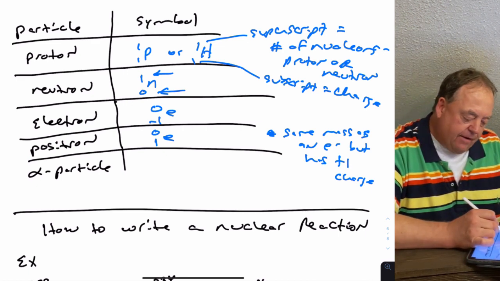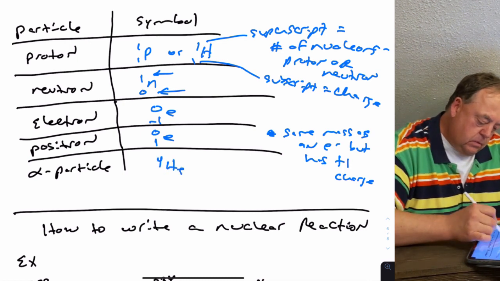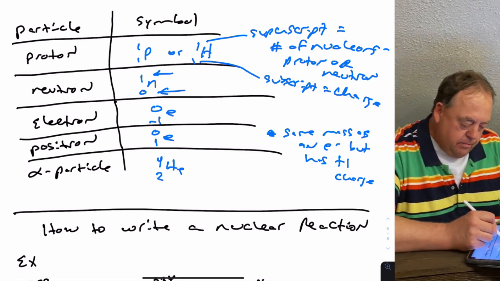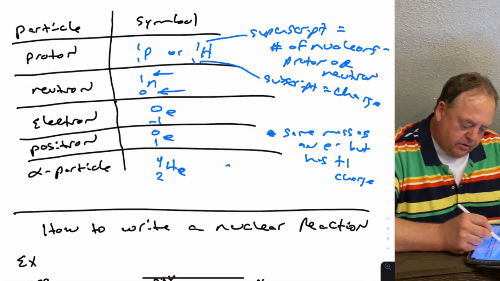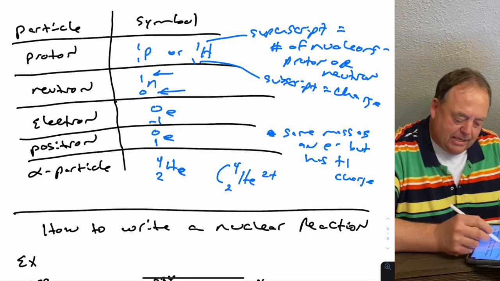Right? Or you could have an alpha particle emitted from the nucleus. So its symbol, 4 superscript, helium, subscript 2, would be an alpha particle. And again, if you just keep in mind, it's really something that's +2 charged because it has no electrons.